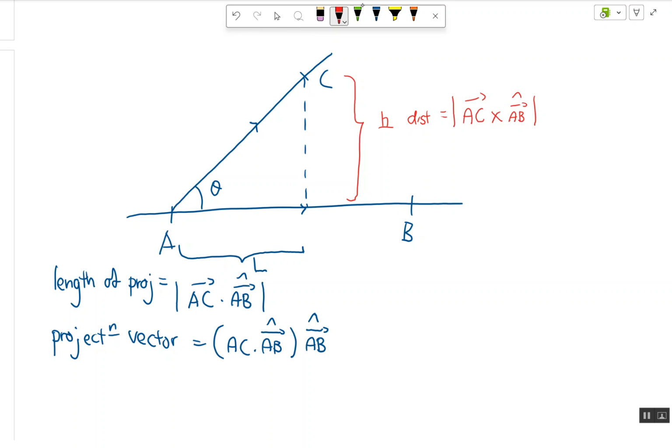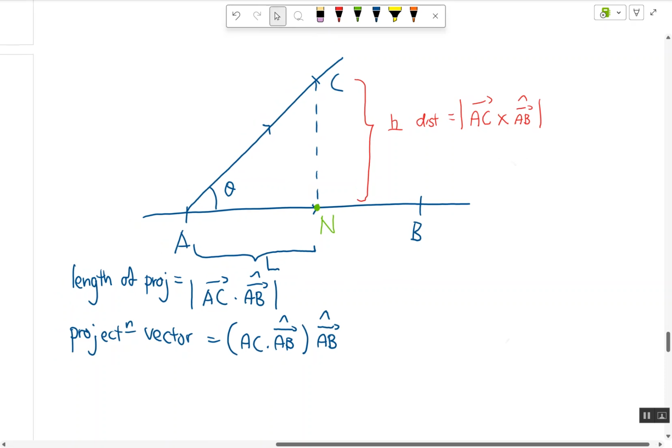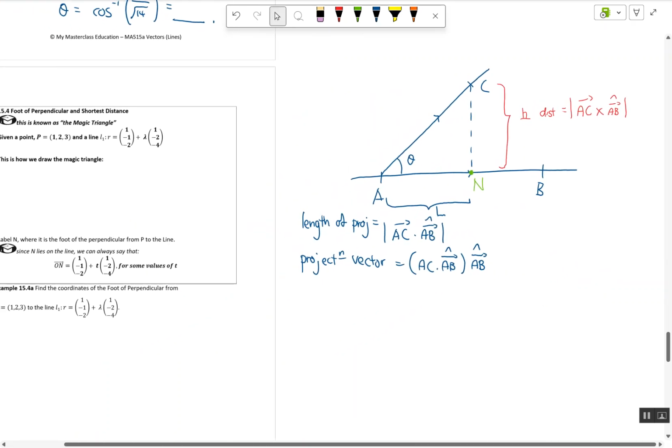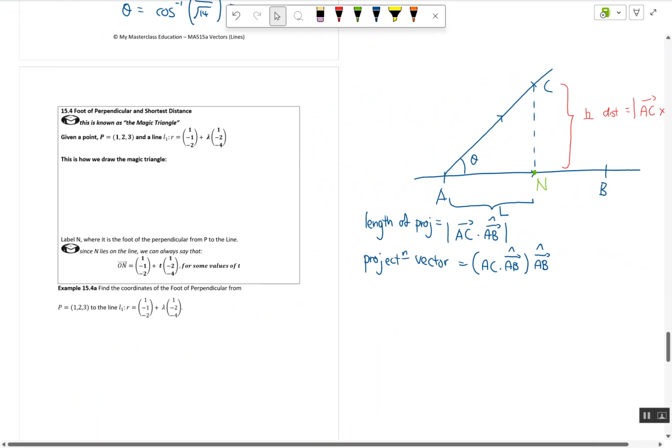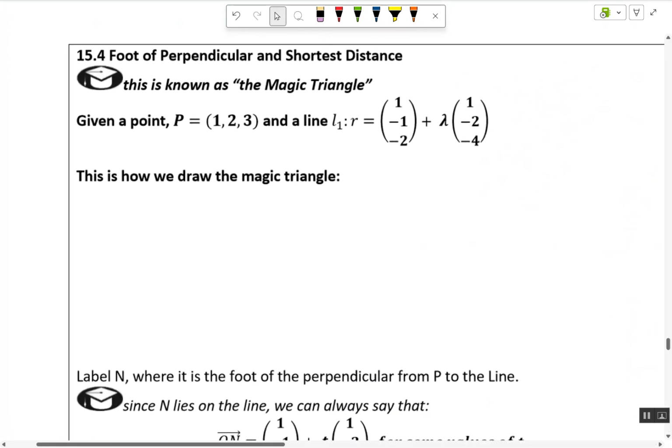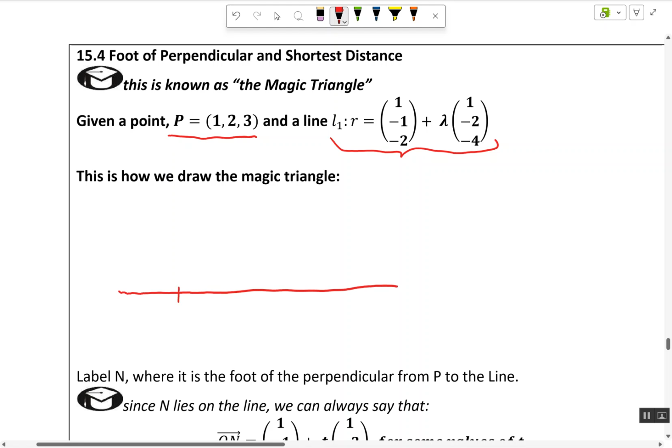Now if the question asks you to find this thing called N, which is called the foot of the perpendicular, these are the steps to find the coordinate of N. For example, the question will always be structured in this way: there is a point 1, 2, 3, and then there is a line. So understand how to draw a line and a point first. Don't anyhow draw. It doesn't matter how the line looks. Always make it flat on the floor, such that you have a point 1, minus 1, minus 2, as well as a direction 1, negative 2, negative 4.